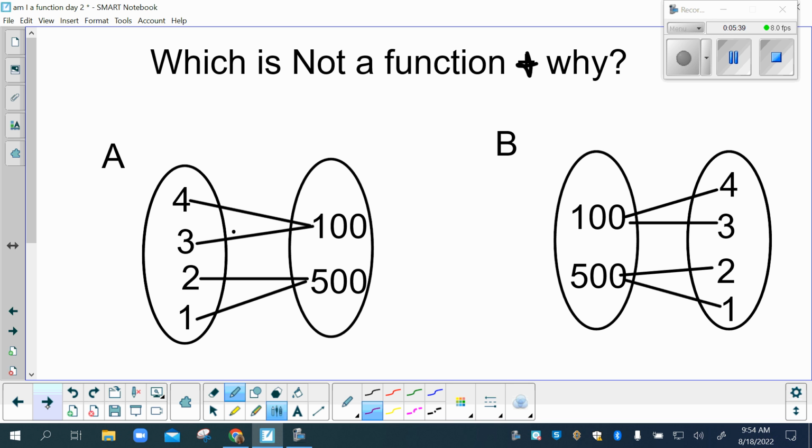Juliana, is that right? So Juliana's killing it right here. Right away, she saw A was a function because each one of these sticks came out once, right? But B was not because 100 might match to 4, it might match to 3. I like mapping. We don't use it a lot in math. I don't know why, but I like it.